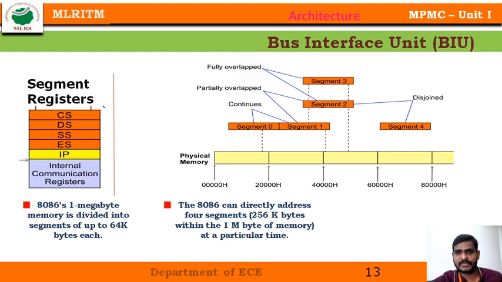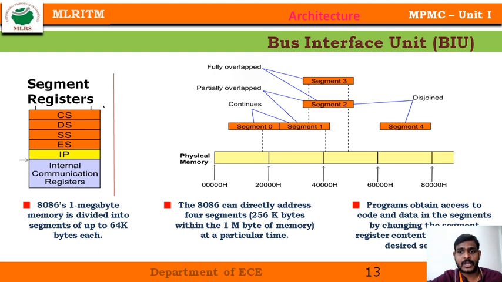How does 256 come about? Because as I said, it is divided into 4 segments, each of 64 kilobytes, and 4 times 64 is 256 kilobytes. This tells us that I can access 256 kilobytes of memory directly at a time, and the program accesses code and data in the segments by changing the contents of the segment registers to point to the desired segment.